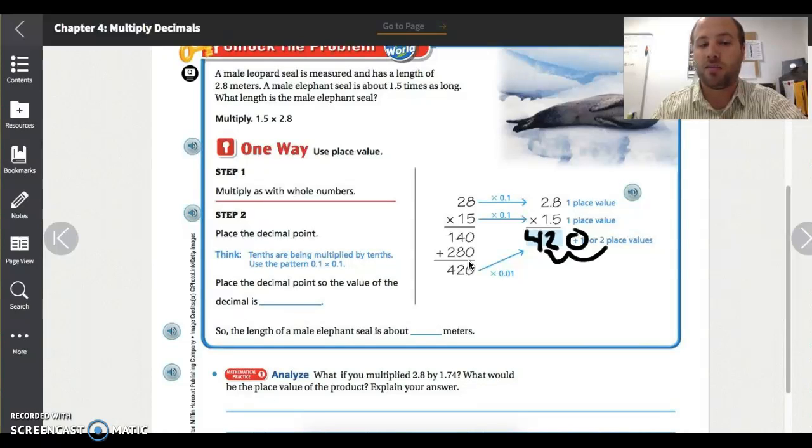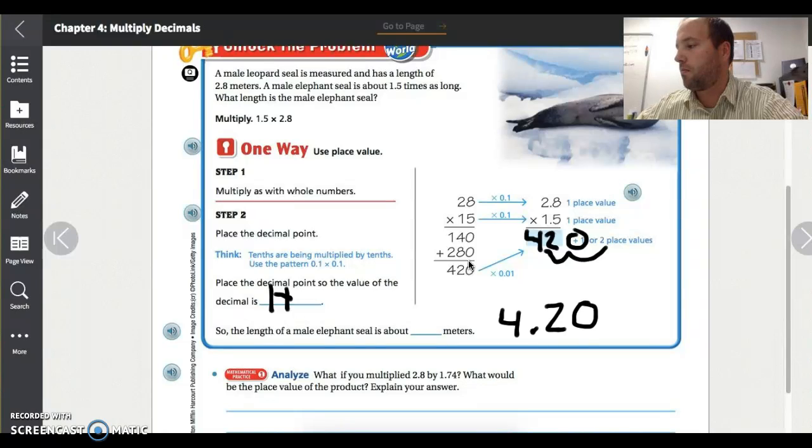So it says place the decimal point. So the value of the decimal is, what place value is that? Did we put that decimal to where we had the hundredths? Okay, I'm just going to put an H for hundredths. Okay, because we would say 4 and 20 hundredths. Okay, so the male elephant has, and as we know, I'm going to write it over here so we have a little bit more room. 4 and 20 hundredths.